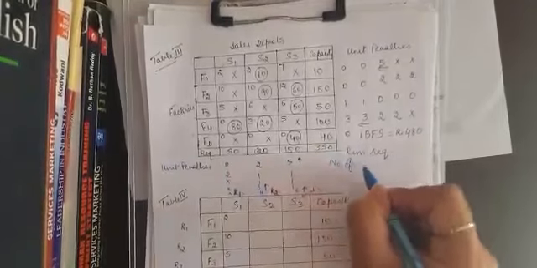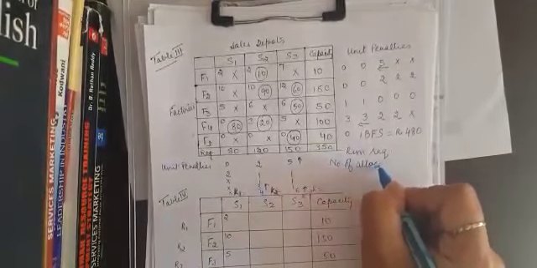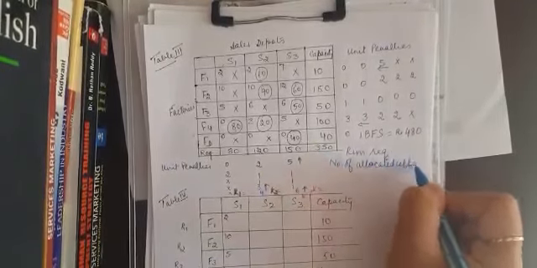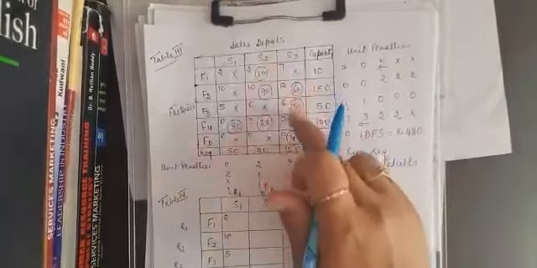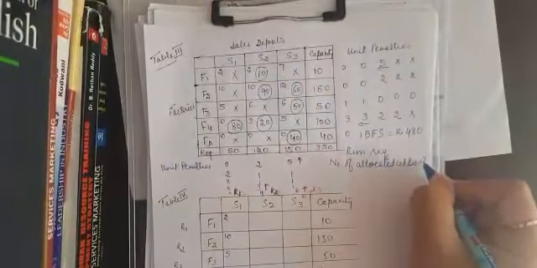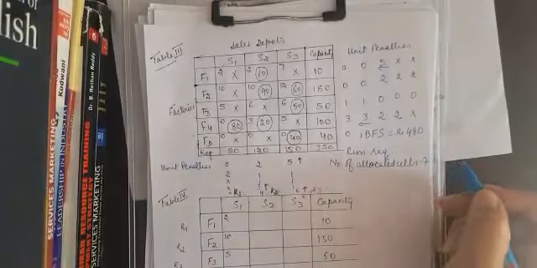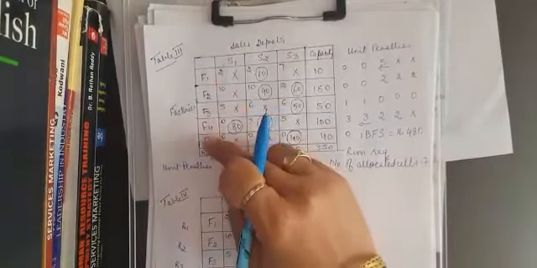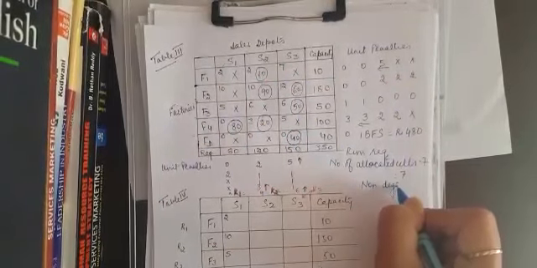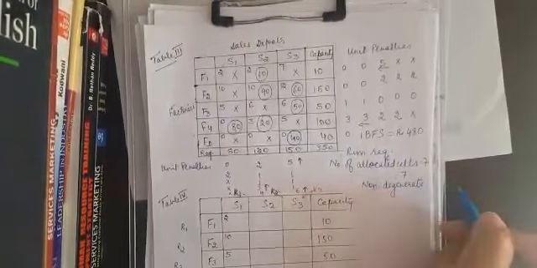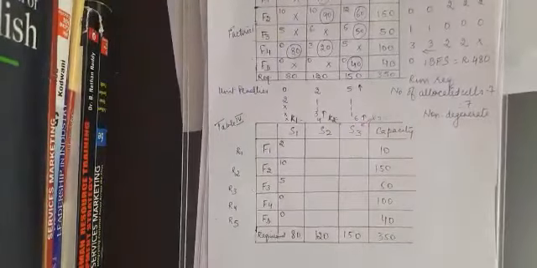Now after the initial solution, you have to check for the rim requirement. The rim requirement is that the number of allocated cells should be equal to m plus n minus 1. Now allocated cells are 1, 2, 3, 4, 5, 6 and 7, and the m plus n minus 1 requirement is 5 plus 3, 8, minus 1 is 7. So the solution is non-degenerate. We can move towards the optimality test. In this case we are going to apply the optimality test by the MODI method.